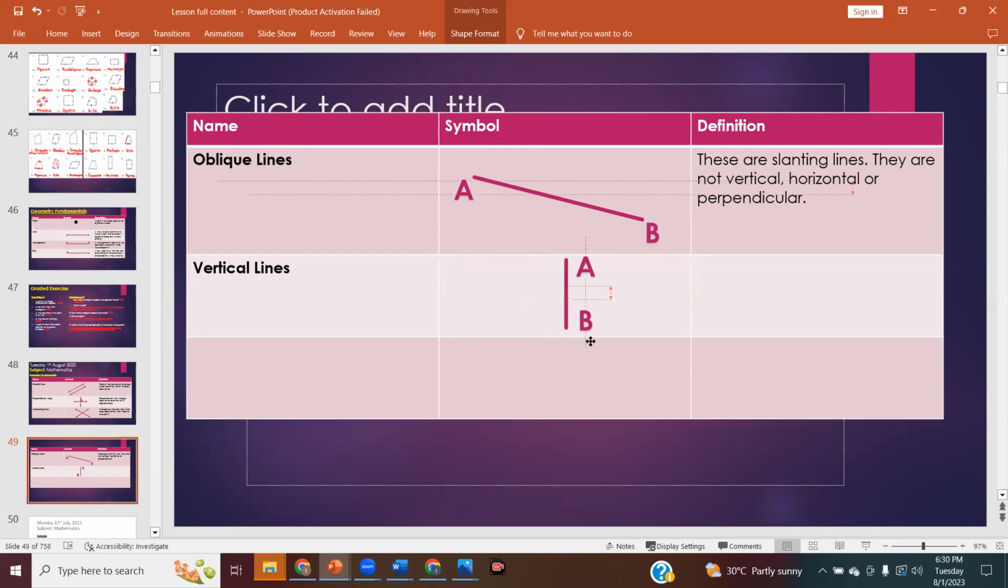Yes, sir. So this is AB, and the reason why we have AB is because we're looking at the endpoint. A is the top endpoint, B is the bottom endpoint. So this line runs directly, and I'm gonna say a vertical line runs directly up and down.